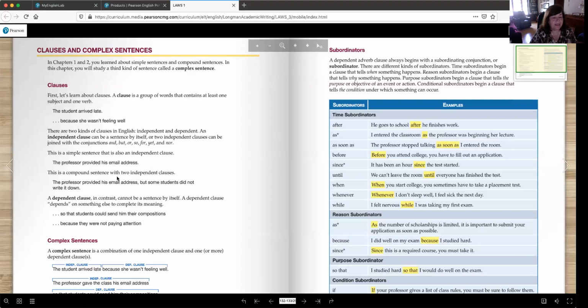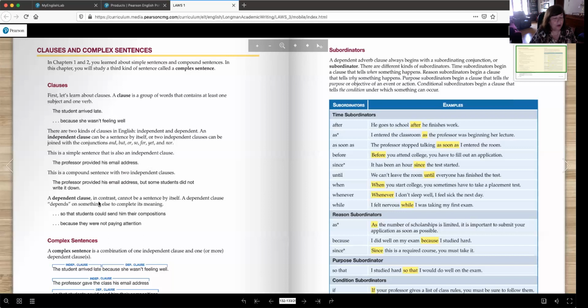This is a compound sentence with two independent clauses. That means both parts can be a sentence by themselves. The professor provided his email address is one sentence. Some students did not write it down is another sentence, and it is connected by the word but. And you see that there is a comma in front of the word but. This is what we just learned, compound sentence, okay?